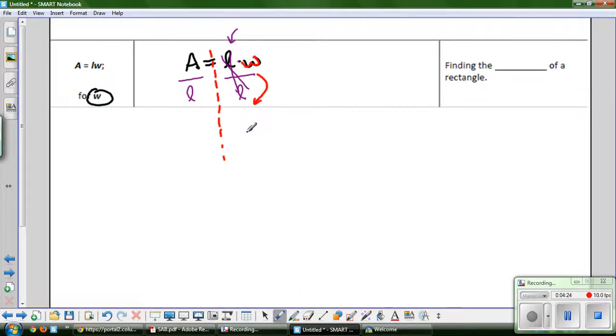And again, we're in a situation where we cannot execute the division, but we can certainly write the division, a divided by l. We're done when that variable is by itself. It is. So that's my final simplified quote-unquote equation.